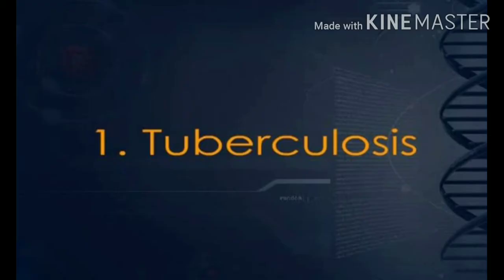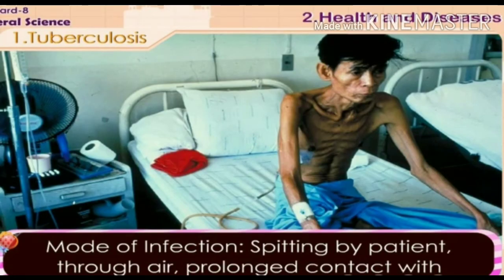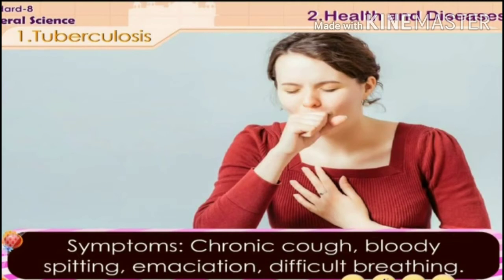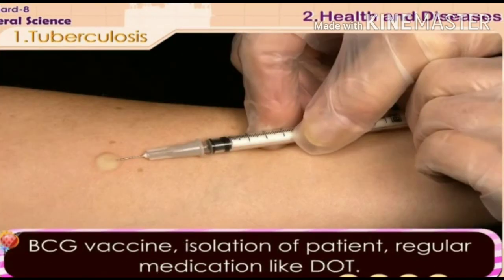Number 1, tuberculosis, caused by Mycobacterium tuberculosis. These are the bacteria that cause tuberculosis. Mode of infection: spitting by patient through air, prolonged contact with patients and sharing of materials of patients. Symptoms: chronic cough, bloody spitting, emaciation, difficult breathing. Prevention and treatment of tuberculosis: BCG vaccine, isolation of patients, regular medication like DOT.